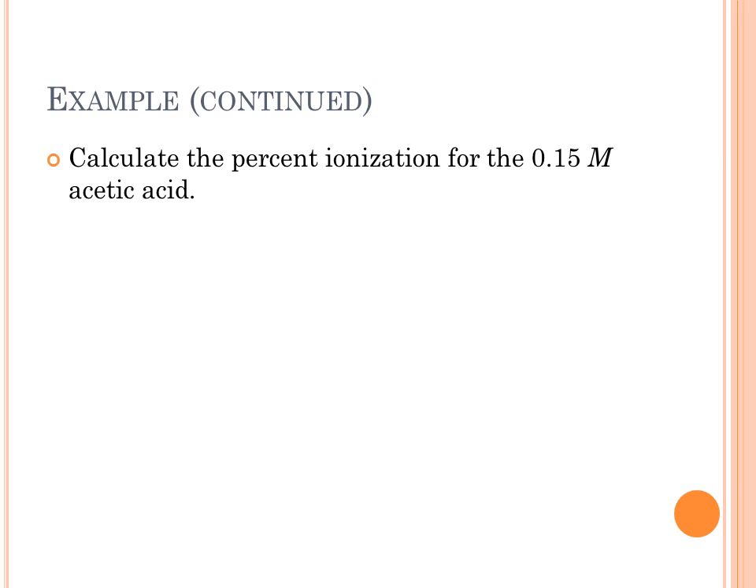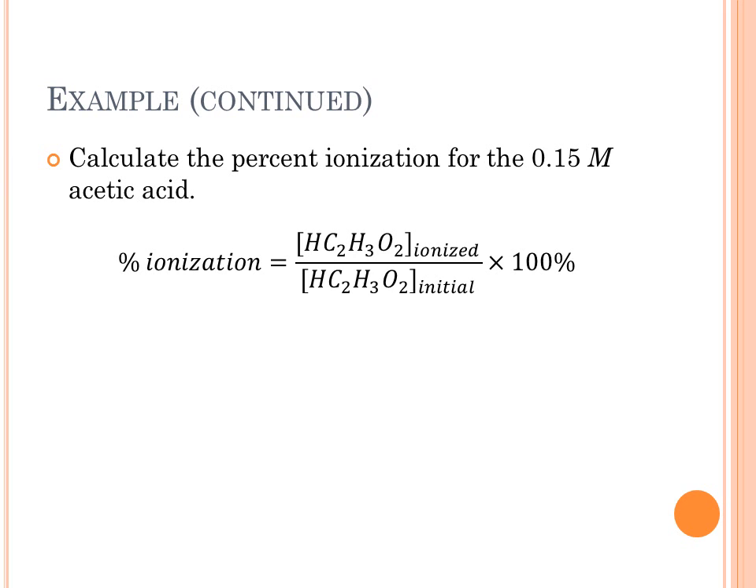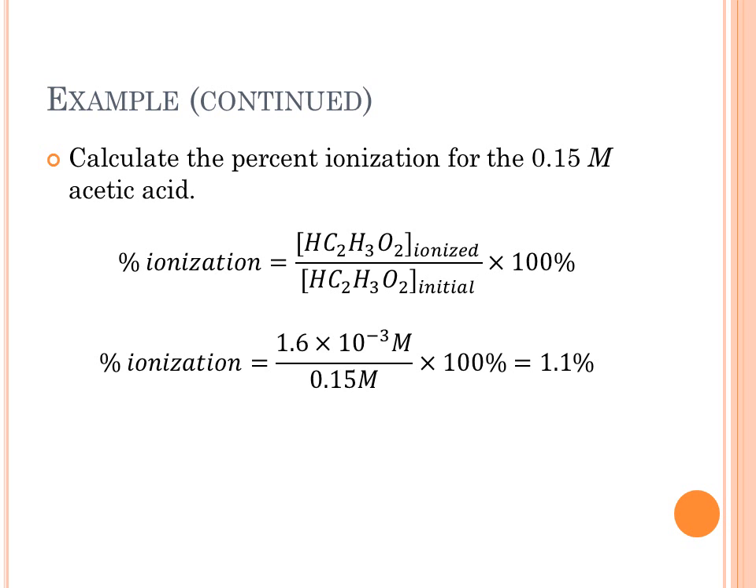So the percent ionization is going to be the amount that ionized of the acetic acid divided by how much you had to begin with, times 100%. So we have 1.6 times 10 to the negative third molar divided by the 0.15 molar times 100%, or 1.1% ionization. And that's what you're going to find: the ionization is usually significantly less than 10% for most weak acids in aqueous solution.